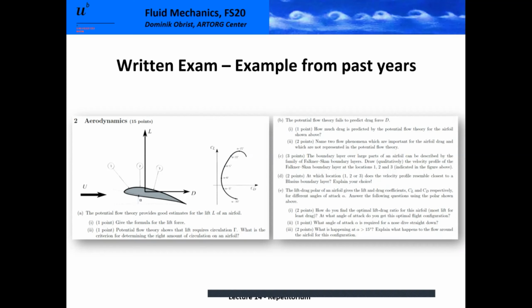Problem C, the boundary layer of large parts of an airfoil can be described by the Falkner-Skan boundary layers. Draw qualitatively the velocity profile of Falkner-Skan boundary layers at locations 1, 2, and 3. That's something that I could ask you to do in the first 5 minutes. And then in the continuing 15 minutes, we would talk about why you drew them one way or the other. That's why I would like to have something in writing from you. If we're just talking, it's a bit difficult. We always need some sketches, some writing.